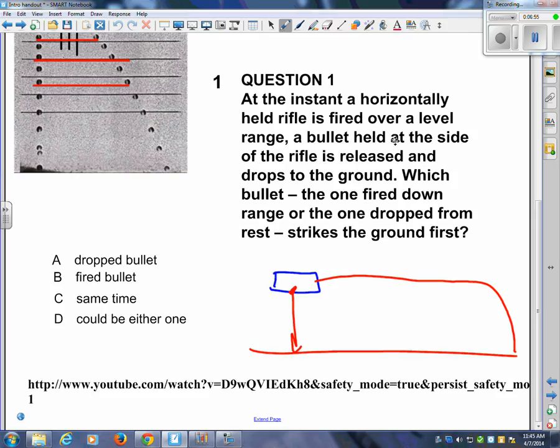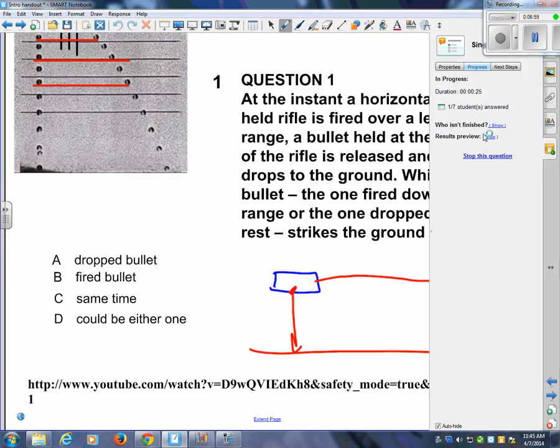One going straight down. Well, answer. Go ahead and answer. Is it A, the dropped bullet, the fired bullet, the same one, same time, or could be either one?